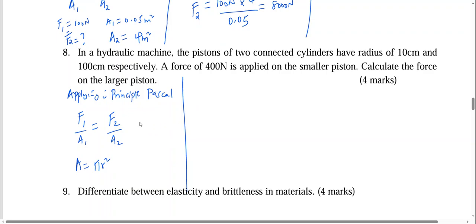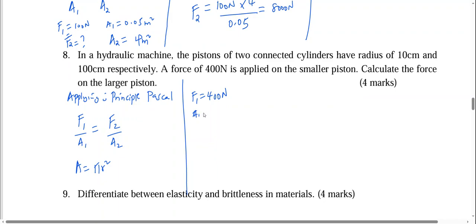Therefore, if we take F1 to be 400 Newton, area 1 to be pi multiplied by 10 centimeters squared, then F2, which we don't have, then area 2 to be pi multiplied by 100 centimeters squared.